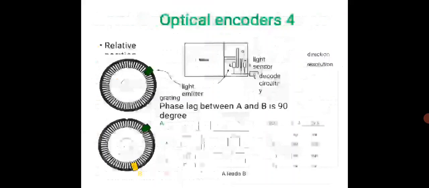So these are the possible states. For A and B, we have four different states defined: S1, S2, S3, S4. We have the combinations of A and B as high low, high high, low high, and low low respectively.